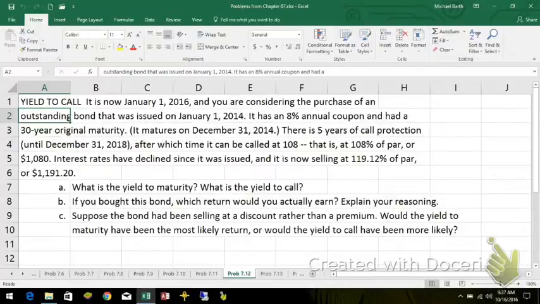This is problem 7.12 in Brigham and Houston's Fundamentals of Financial Management, Concise 9th edition. Here we're comparing yield to maturity and yield to call.